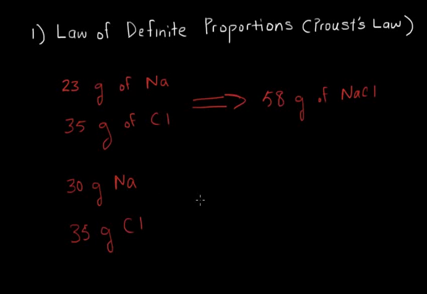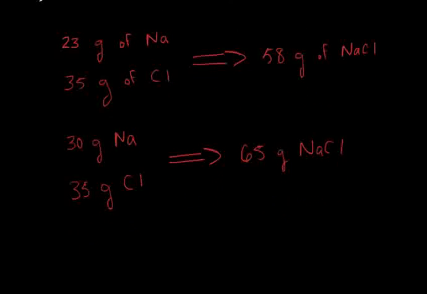So increasing the amount of sodium by 7 grams. Well, you might expect us to get 65 grams of sodium chloride. We're just adding up these numbers on the left-hand side to get this number on the right-hand side. But that is actually not what scientists found. Instead, they got 58 grams of sodium chloride again, and these 7 extra grams of sodium were left over.